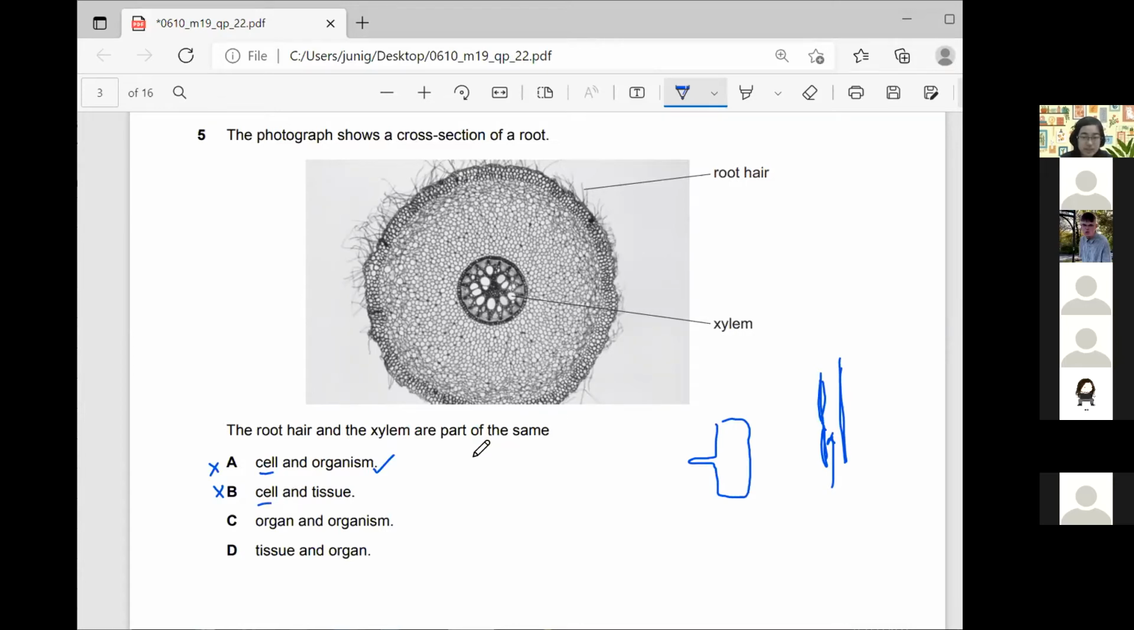Are they the same tissue? Now, the meaning of tissue is many identical cells together. As you know, these are not identical cells, so they are also not tissues. Okay, they are though from the same organ because both of them are located in the root. The root is an organ.